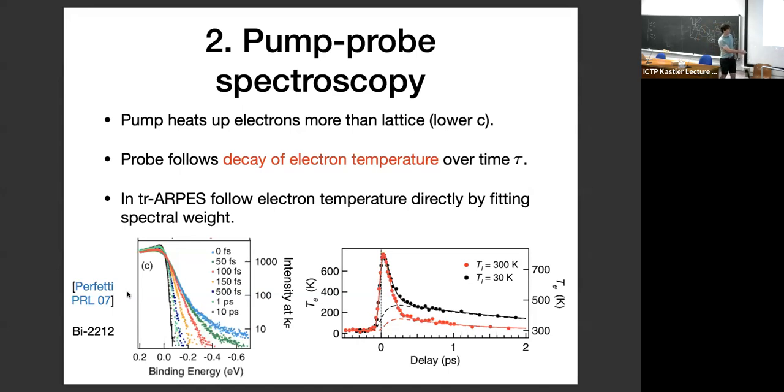And so now you can plot the electronic temperature. The red and the black are two different initial temperatures. So here the temperature, you see it gets whacked up, then it decays down. Okay, this decay is not a trivial thing, but the initial decay is exponential, and that also defines this time scale tau. Okay, so this tau due to coupling to the lattice is a very physical thing.